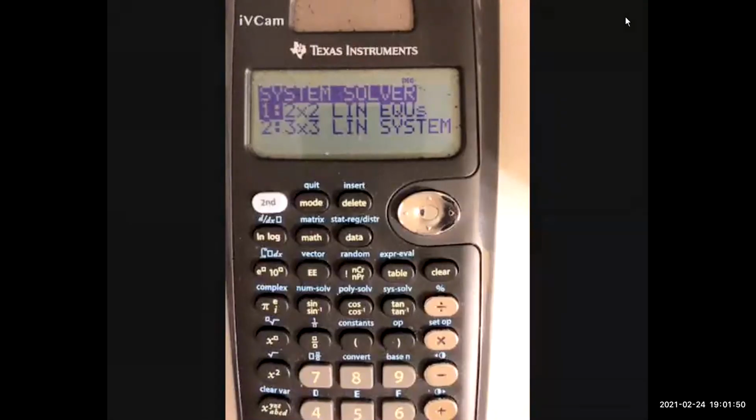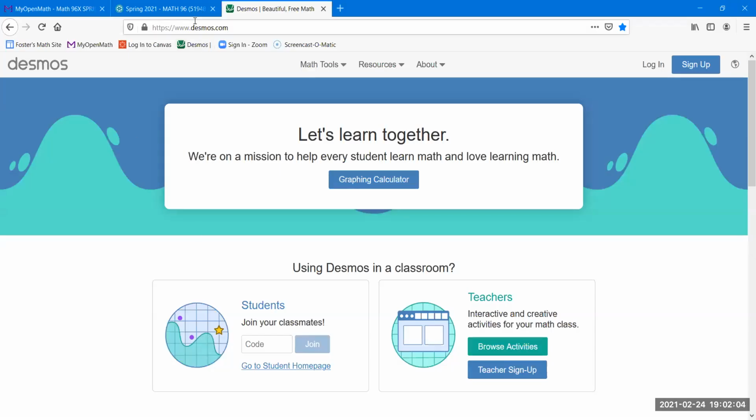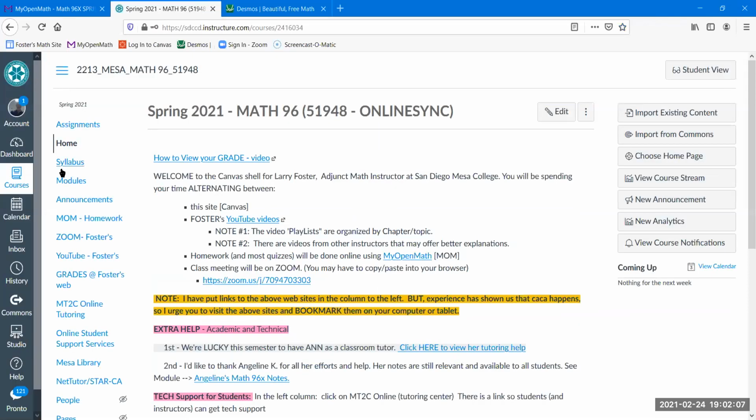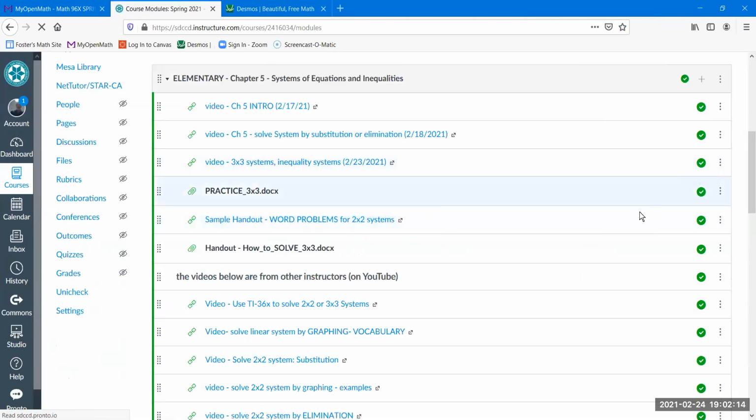Okay, so a couple things. Let's go here. I want to go back to Canvas modules. And you'll notice, can everybody see I'm in Canvas and I'm in module chapter 5? Is everybody with me? Yes. Okay.